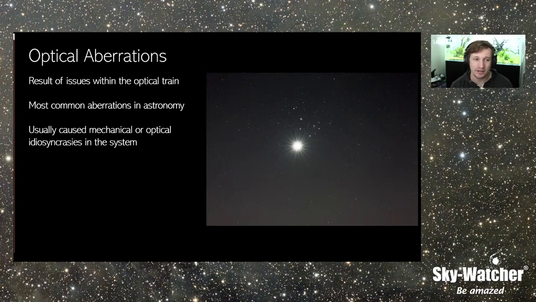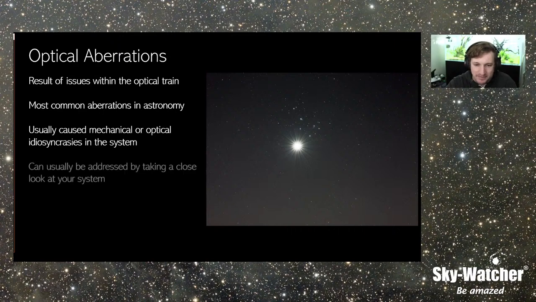Something's set up wrong, or maybe there is an issue with something in the optics. The goal is to try and pin down what the problem might be, because it is generally sitting inside of our equipment, and learning to know what an aberration looks like can help you better dive into how to address it in your system.